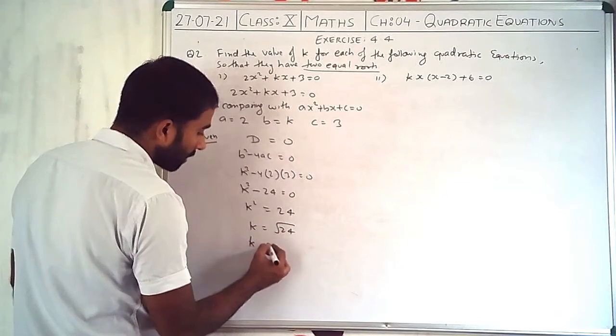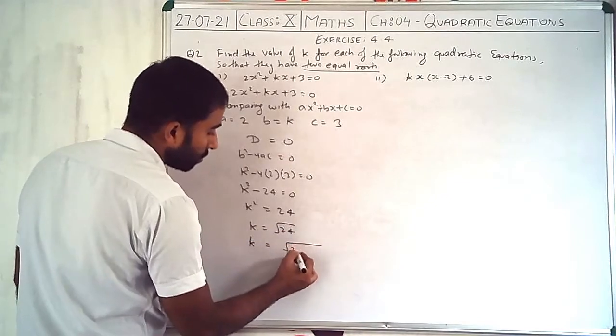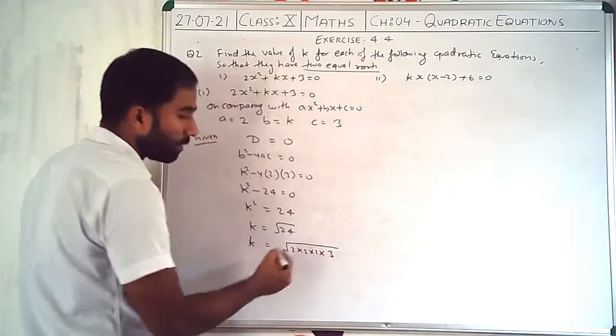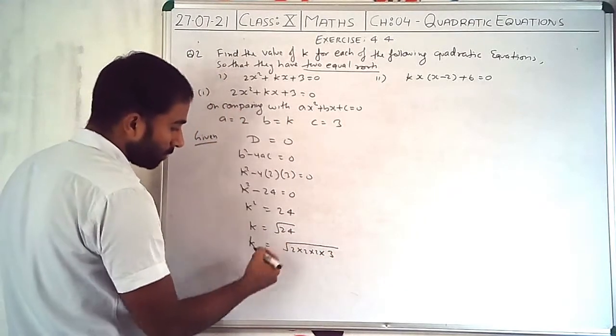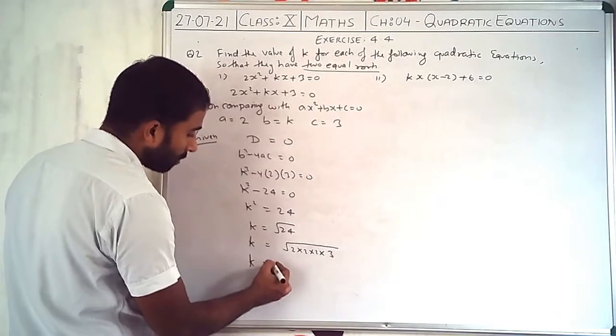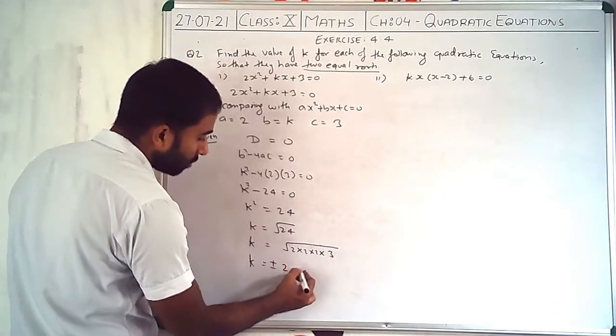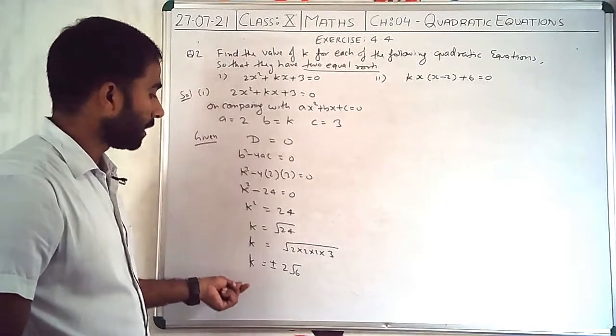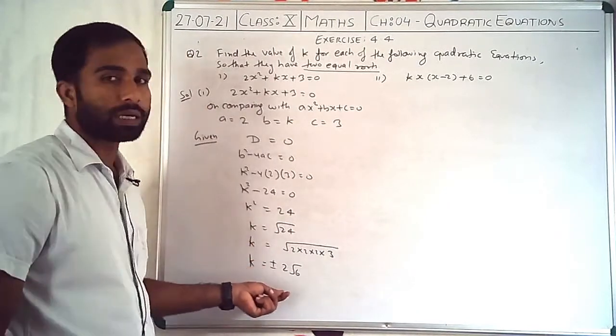Now you can write 2 into 2 into 2 into 3. One pair will come out from the square root. So k is equal to plus minus 2 root 6. So what is the value of k in this question? Plus minus 2 root 6.